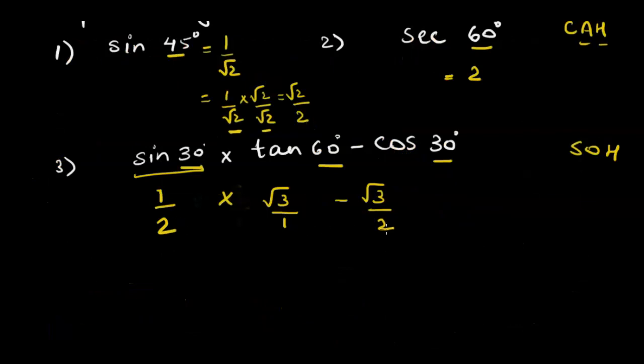Now we've got all the ratios. All we have to do is evaluate and find the final value. We know we have to use BEDMAS because this is multiplication, and then we have to subtract. So when we multiply these two, we get root 3 over 2 minus root 3 over 2. And that would give us 0. This is how we find the ratios of angles that are present on special triangles. You see, we need not use a calculator for all this. All we have to do is use special triangles.